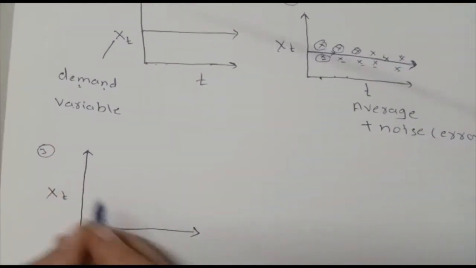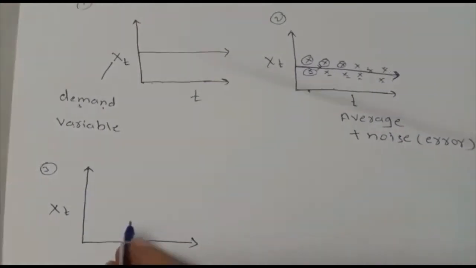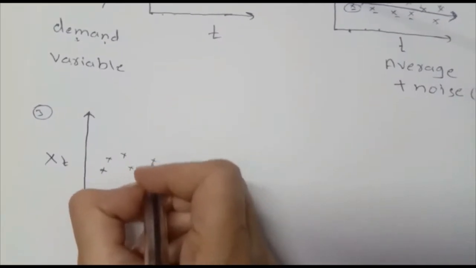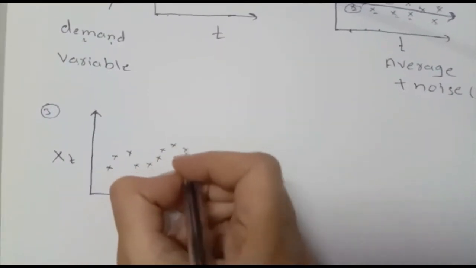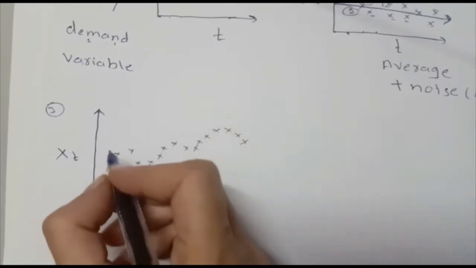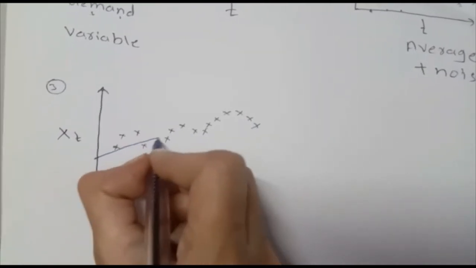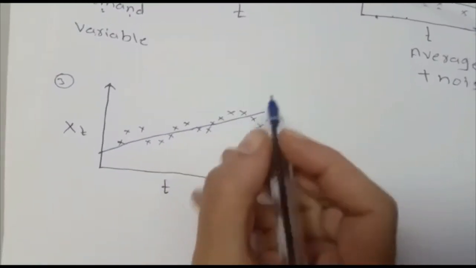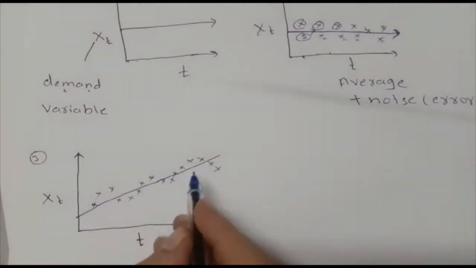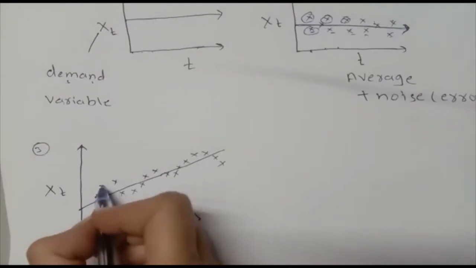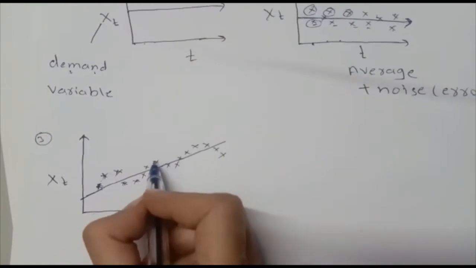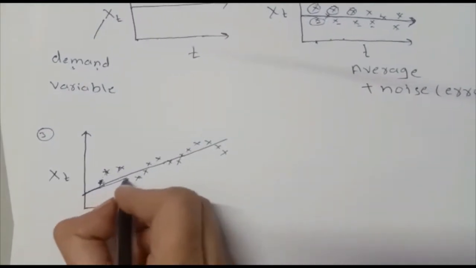Again xt is the demand variable, t is the time period. So in this case, the value of demand is like this. As time changes, the value of demand changes in this way. So again, this is the noise, or we can say this is error. These are all changing values of demand, and we are going to take the average of it.